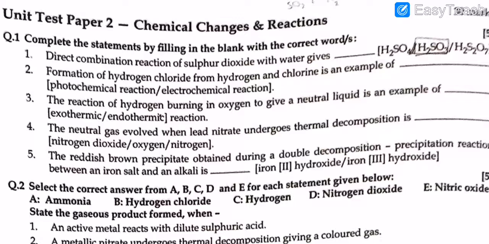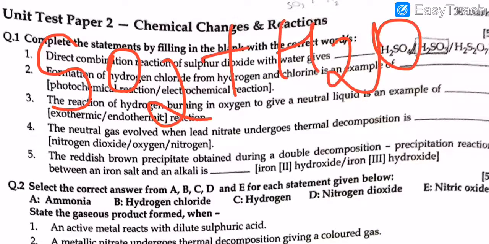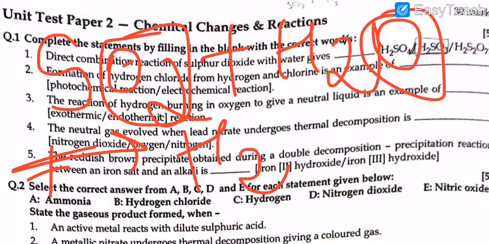Okay, unit test paper 2, chemical changes and reactions. Question number 1. Direct combination reaction of sulfur dioxide with water gives... So what is sulfur dioxide? SO2. And what is water? H2O. So what do you have? You have H2, and there are 3 oxygen atoms, so 2 plus 1, 3, right? SO3. So what do you get? H2SO3. So tick the option which says H2SO3.